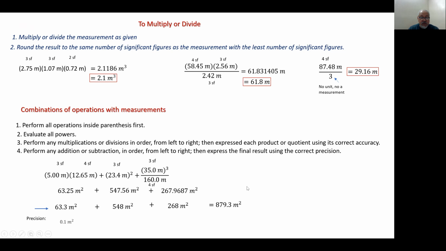Again, use precision. What is the precision? It's gonna be 0.1. What is the precision for the next one? It's gonna be 1, and the other one is gonna be 1. So in this case, remember, we represent the answer with the least precise value when we're adding and subtracting. In this case, it's gonna be 1. So the answer is gonna be 879 square meters.